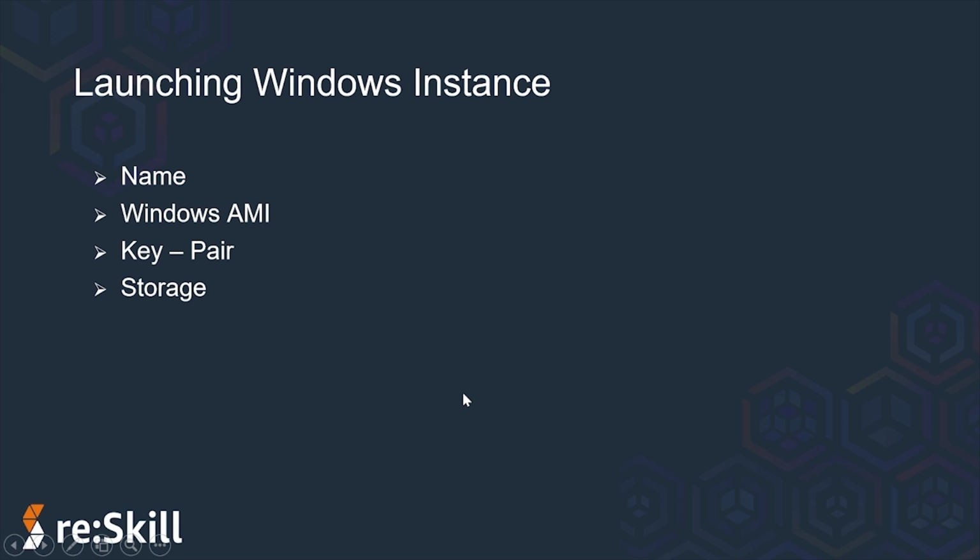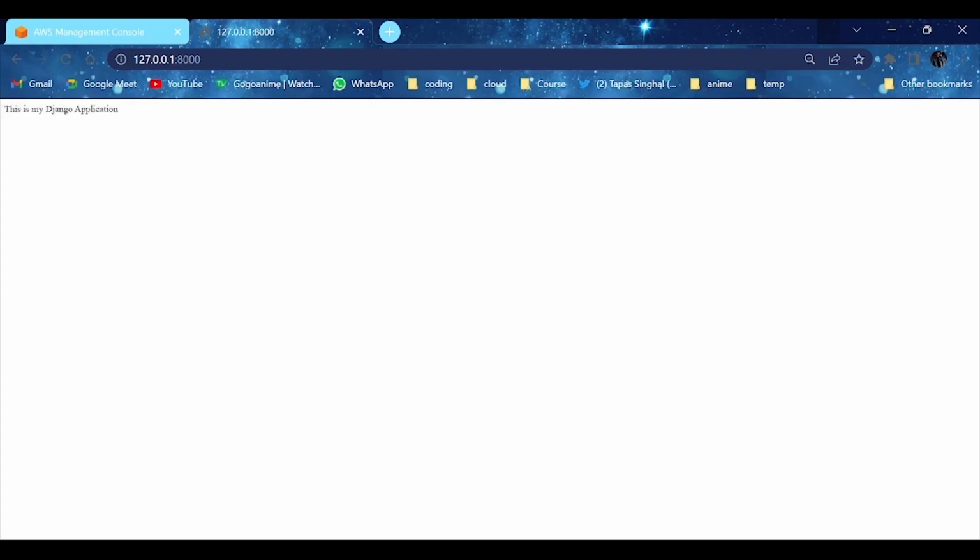Now, by following these steps, you can quickly launch a Windows instance in EC2 and start using it for applications and workloads. Once your instance is running, you can connect to it using RDP or other remote accessing tools. Let's have a look at how we can launch it.